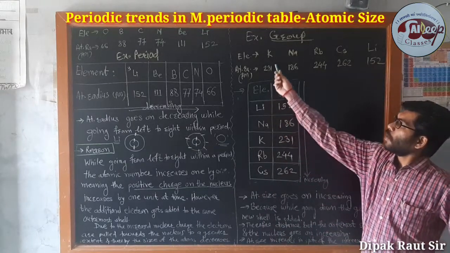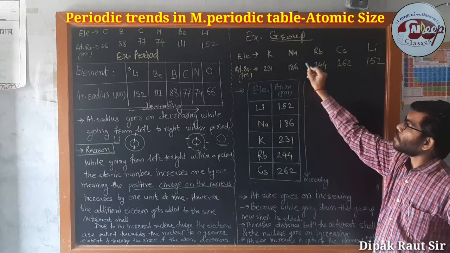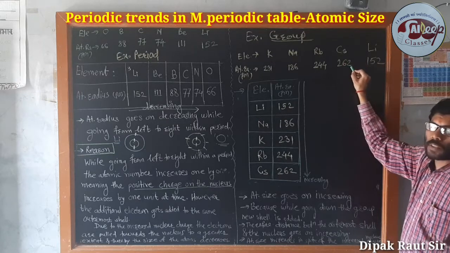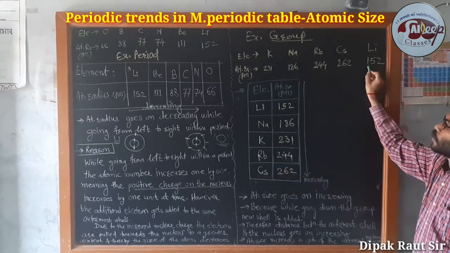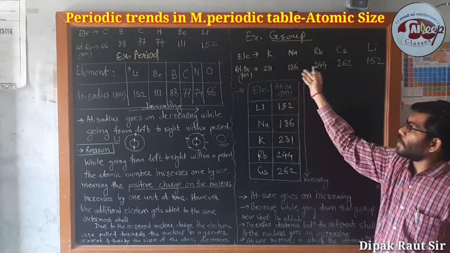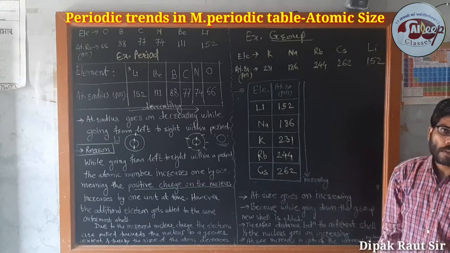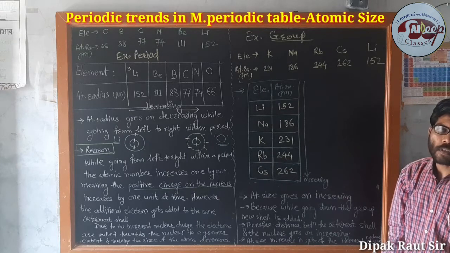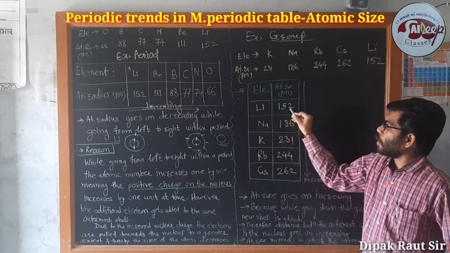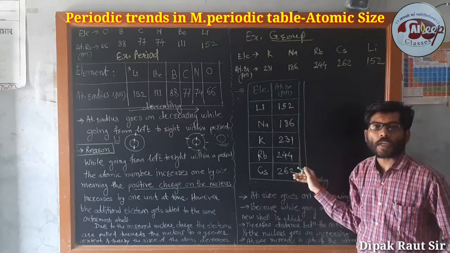Students, for example: potassium 231 picometer radius, sodium 186 picometer radius, rubidium 244 picometer radius, cesium 262 picometer radius, and lithium 152 picometer radius. Now, these elements can be arranged in increasing order of their atomic radius. First is 152 picometer, that means lithium, then 186, greater 231, greater 244, greater 262. This is arranged in increasing order of atomic radius.